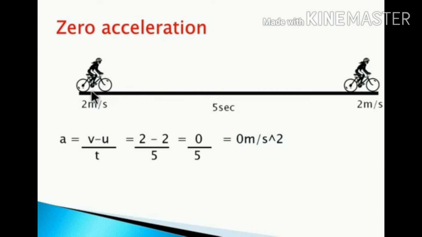Lastly, we are going to check the zero acceleration. Person started with 2 meter per second, ended also in 2 meter per second after 5 seconds, which means there was no change in the velocity. So this turned out to be the zero acceleration, which says 0 meter per second squared. You can see the value 2 minus 2 divided by 5, which gives 0 by 5.